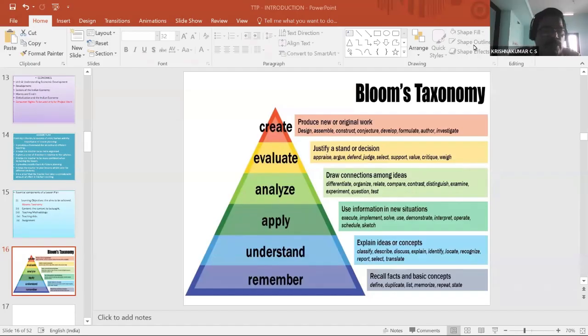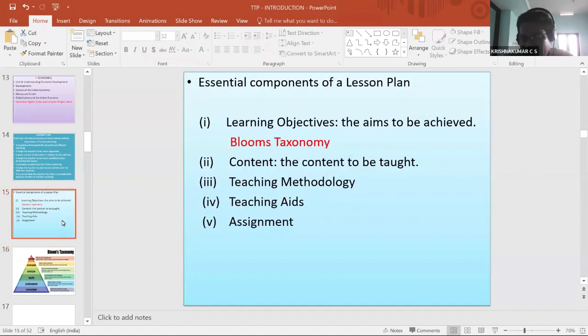Okay. So in lesson planning, the first thing is we need to decide the learning objectives: what the child is expected to learn, what skills the child is expected to acquire, and what kind of change should take place in the child's way of thinking and behavior. All these come under learning objectives, the aims to be achieved. You can refer to Bloom's taxonomy when you are preparing the learning objectives. I hope it is clear.